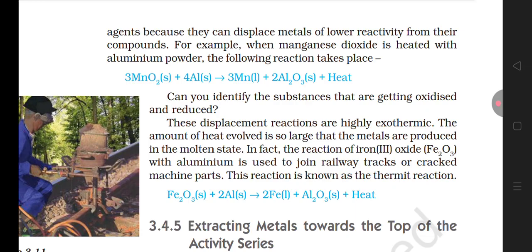This reaction is known as Thermit reaction. Okay. Now we have extracting the metal towards top of the reactivity series. Now metals high up the reactivity series are very reactive. They are very reactive. Okay. Now they cannot be obtained.